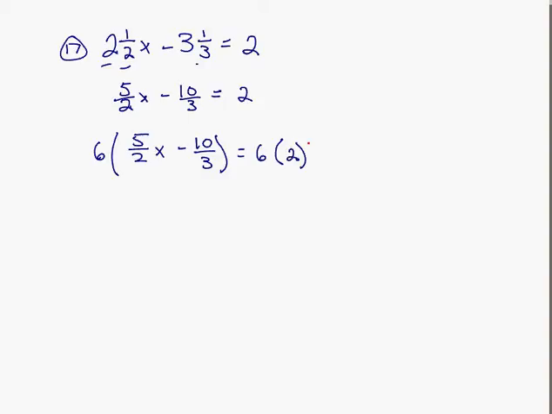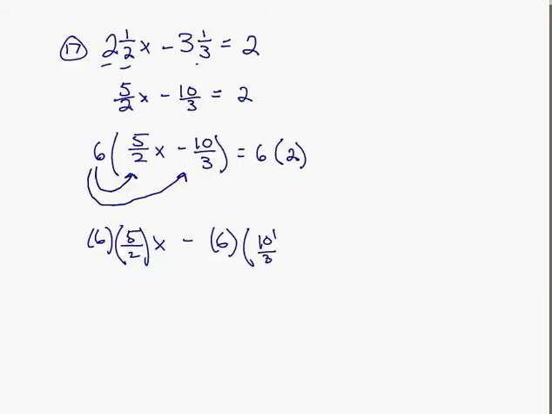Alright, now I will use the distributive property. So I'm going to take 6, multiply 6 by 5 halves x, and then multiply 6 by negative 10/3. So this becomes 6 times 5 halves x minus 6 times 10/3 equals 6 times 2.